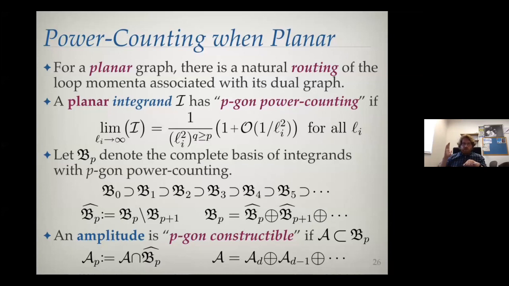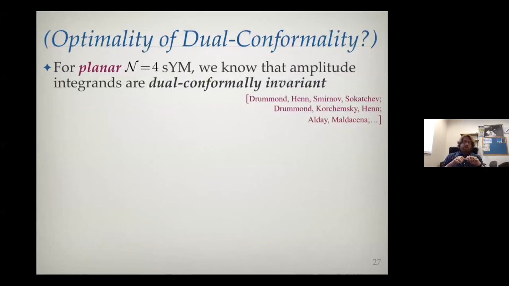And the basis that you need for n equals 4, as most people should know, are boxes. But that's actually a little too weak. So for planar n equals 4, we actually know that amplitude integrands are dual conformally invariant. And the space of dual conformal invariant integrands is a subspace of all of those with box power counting. And it turns out that n equals 4 is a subspace of dual conformal invariants too. So we don't really understand how to do this last partitioning here, but we certainly know how to enumerate all dual conformal integrals. And we know that n equals 4 lives inside that space on general grounds.